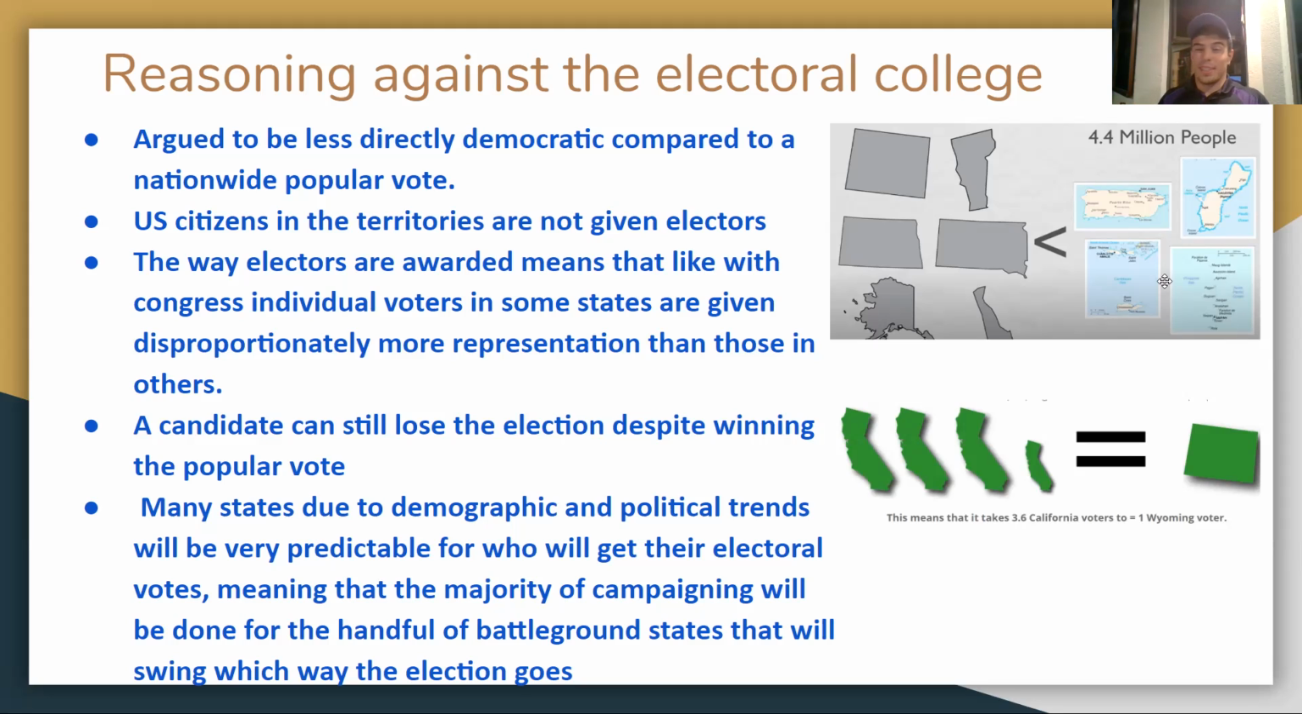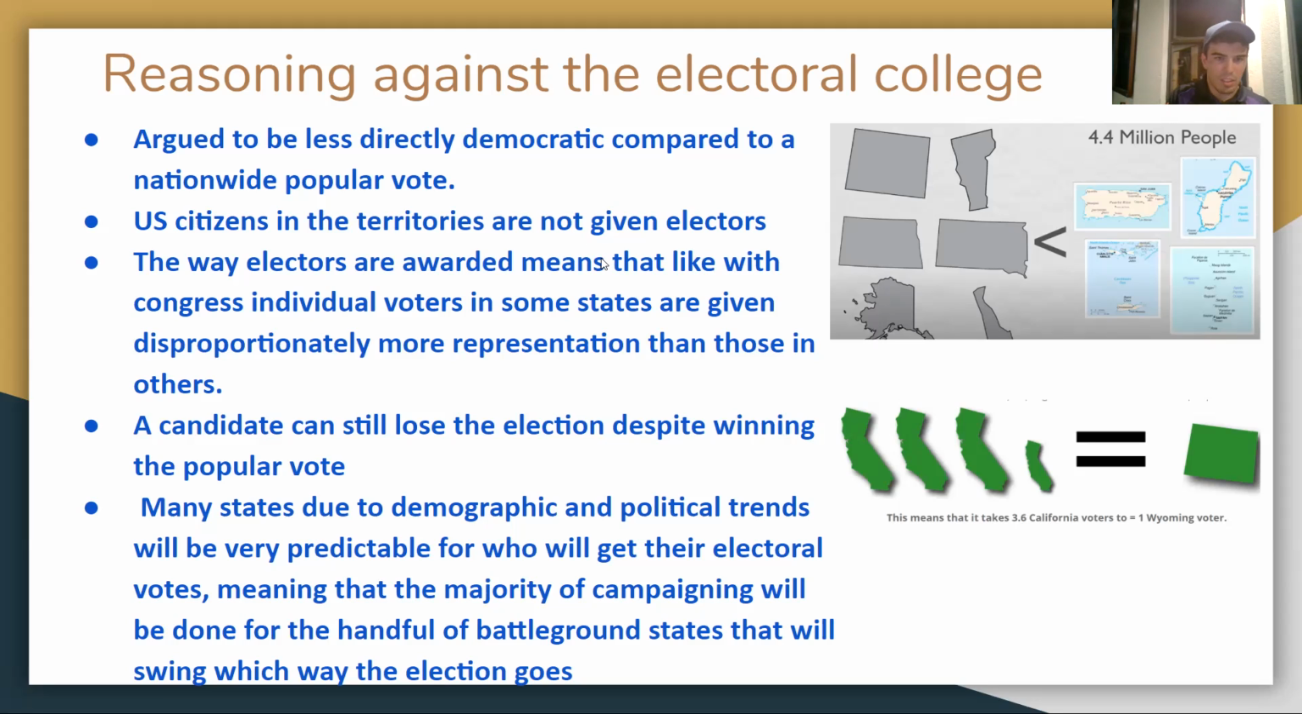So U.S. citizens in territories are not given electors. These are not states, so there's no state electors to vote in the Electoral College. So these people can't vote in the presidential election, yet they are U.S. citizens. Now, this might seem insignificant, but actually quite a few citizens live in the territories. In fact, 4.4 million, which is more than the bottom 6 least populated states combined. So that's a large amount of Americans who are left out of the Electoral College just by virtue of not being a state. So that's an issue with it.